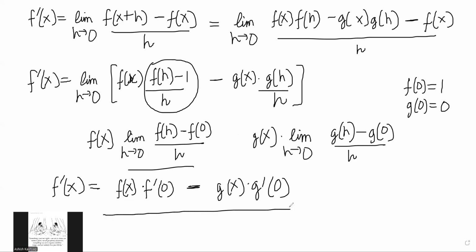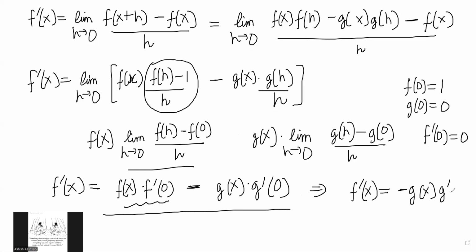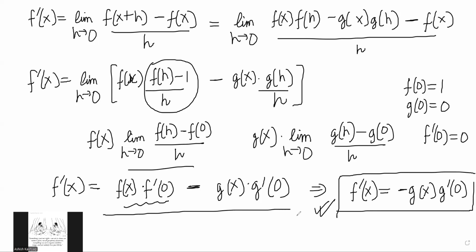f dash x is this. But we already know that f dash 0 is 0. So this part is going to vanish. So this implies we are getting f dash x is equal to minus g of x into g dash 0. This is the condition we have, right? This is coming from the first differential functional equation. We have to do the same process for the second functional equation also. So we can do the same thing.